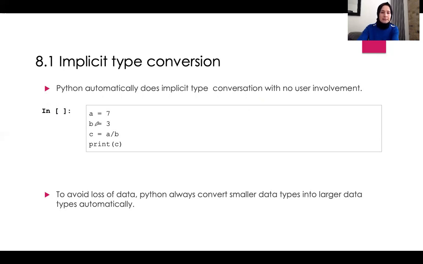Python automatically does implicit type conversion with no user involvement. Let's look at this example. We have three variables: a equals 7, b equals 3, and c equals a divided by b. When we print, b is an integer, however c will be a float, right? We don't do anything explicitly regarding the type of c. Python does this implicitly. When we run this piece of code, this is the result we get. Even though a is 7 and b is 3, c becomes a float number.